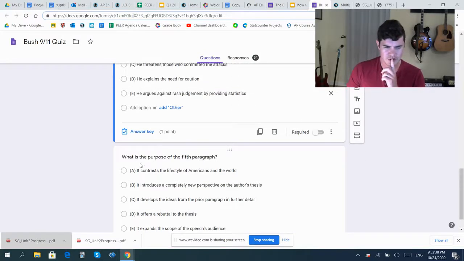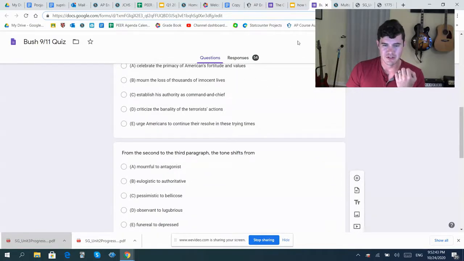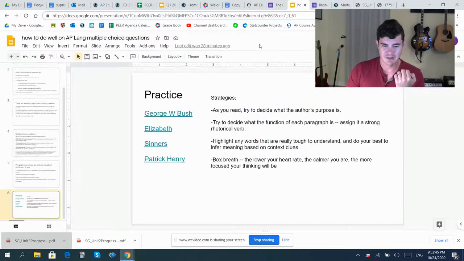So that is George W. Bush. And I don't know if I'm going to do every single one of these. Am I? I'm going to go through every single one and give my explanation for them. Tell you what, I'm going to also do Patrick Henry. I'm going to go over that one.